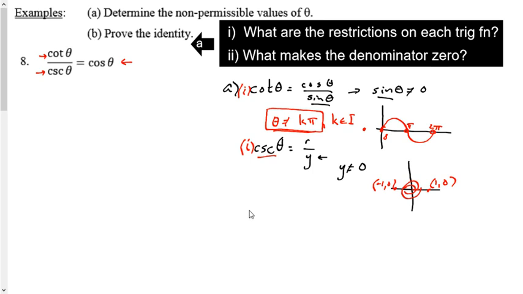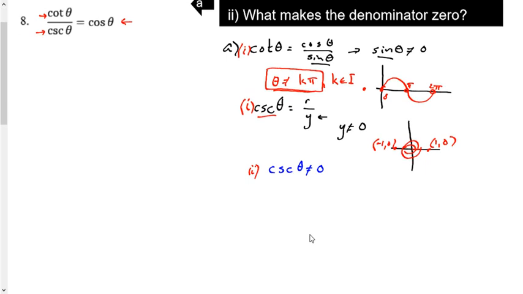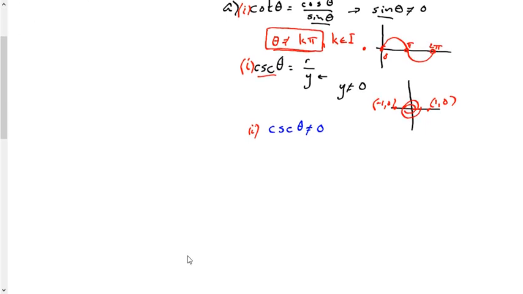Then I'm going to look at my second question. And the second question is, what makes the denominator 0? So here I'm looking at cosecant theta. It can't equal 0 because that would make my denominator over here equal to 0. So I need to consider this possibility. But let's think about cosecant for a moment, and let's think about it in a graphical way. We don't need to understand the graph of cosecant theta, but I'm going to show you anyhow because I think it'll help us understand this.